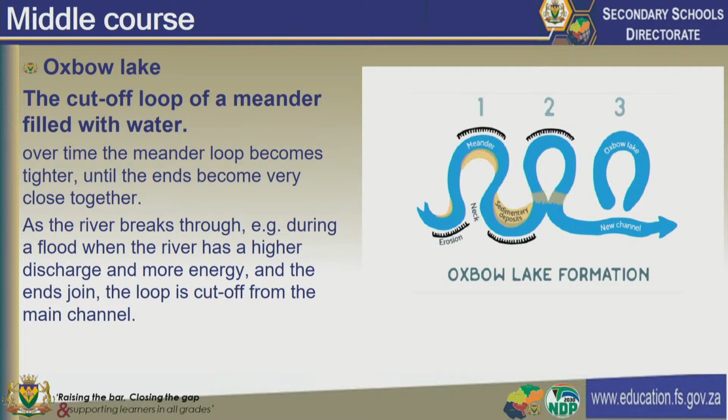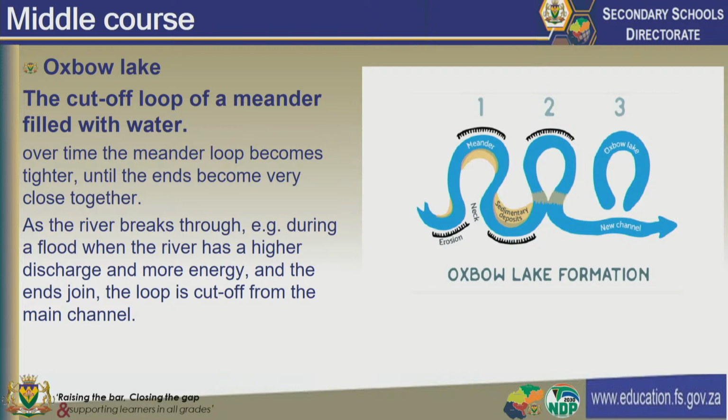So over time, the meander loop becomes tighter until the ends come close together. Look at the drawing there. You notice that these are sides where erosion occurs, and this part is where you have deposition. So as the river breaks through, for example, during the flood, when the river has a high discharge and more energy and the ends join, the loop is cut off from the channel. So what is it that you need to know on this slide? Very importantly, you need to know what is an oxbow lake and how does an oxbow lake occur.